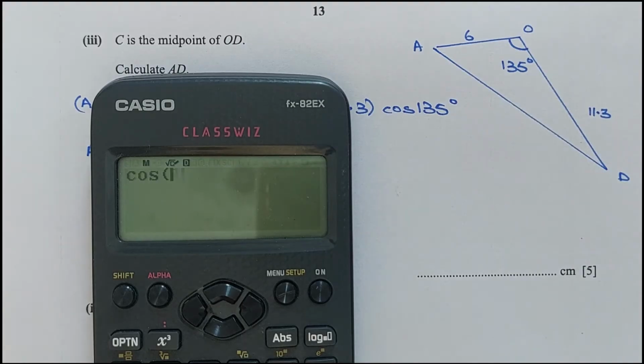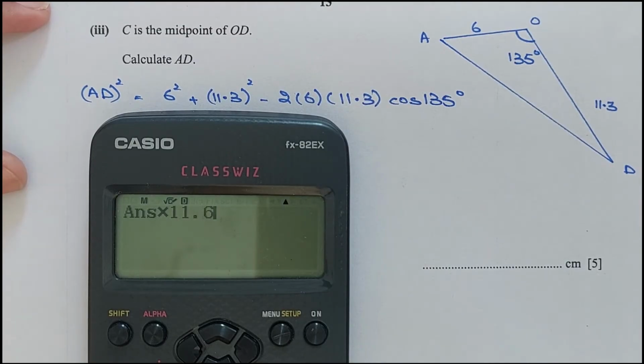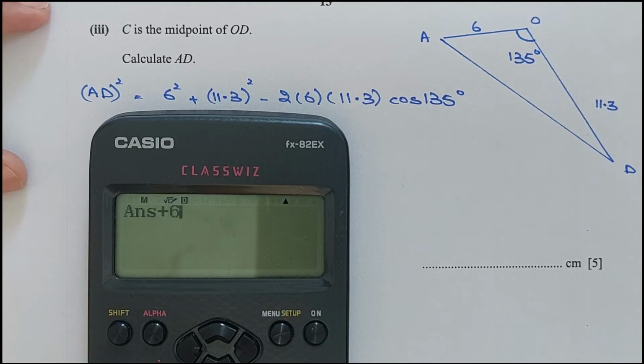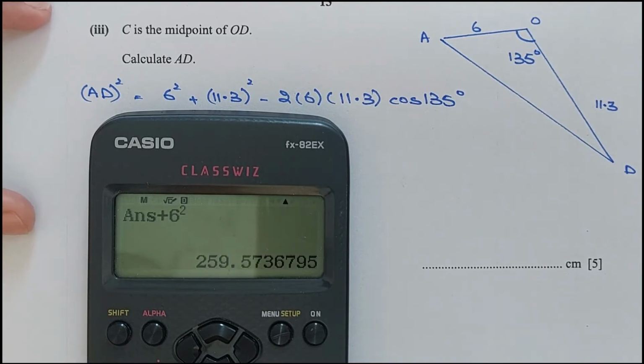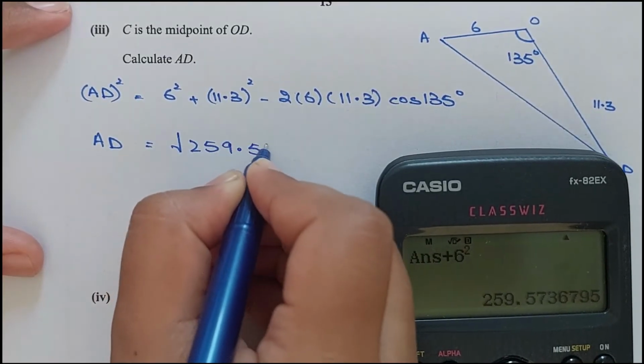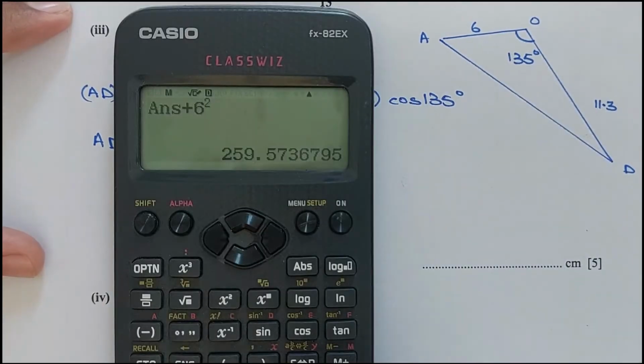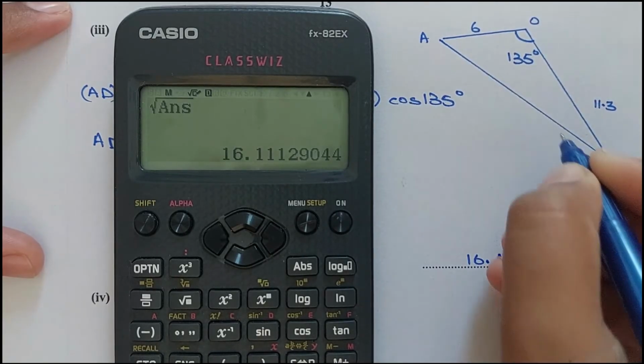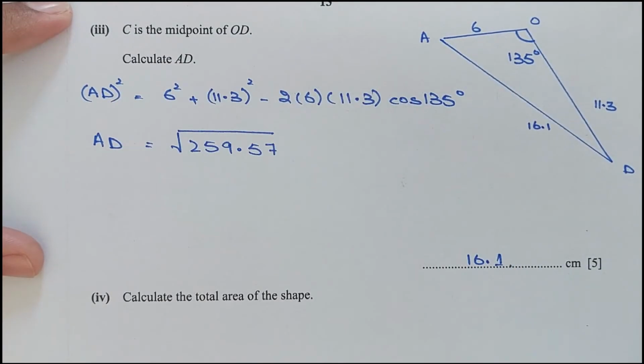Let me do cos 135 degrees times 11.3, sorry, cos 135 times 11.3 times 6 times minus 2, add 11.3 square, add 6 square, and 259.57. Square root of 259.57. Square root of answer, that is 16.1 centimeter is this length. D.